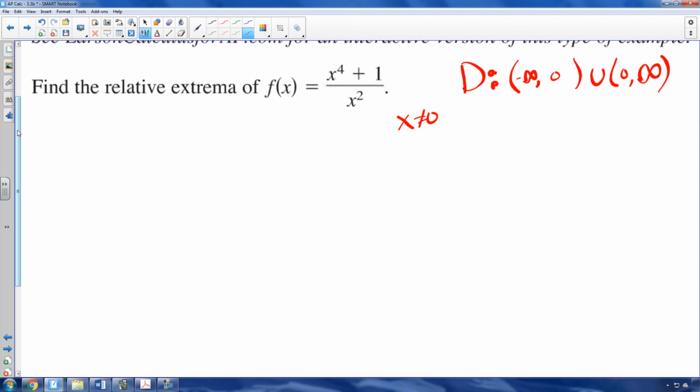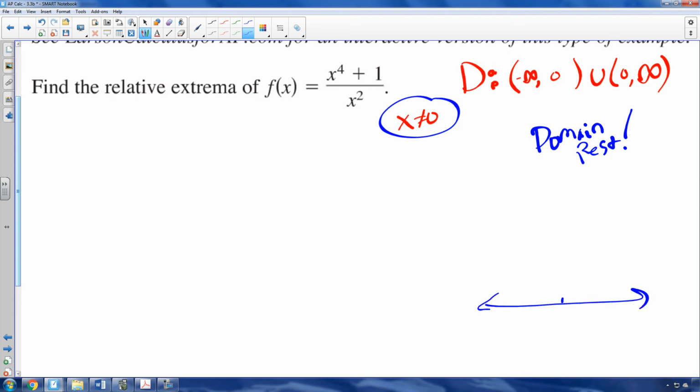So be aware that any domain restriction will always show up on your number line. So I can make my number line and I can put a 0 on it right now. I know it's going to show up on my y prime number line. Okay? So when we do the derivative of this, let's just kind of do it.